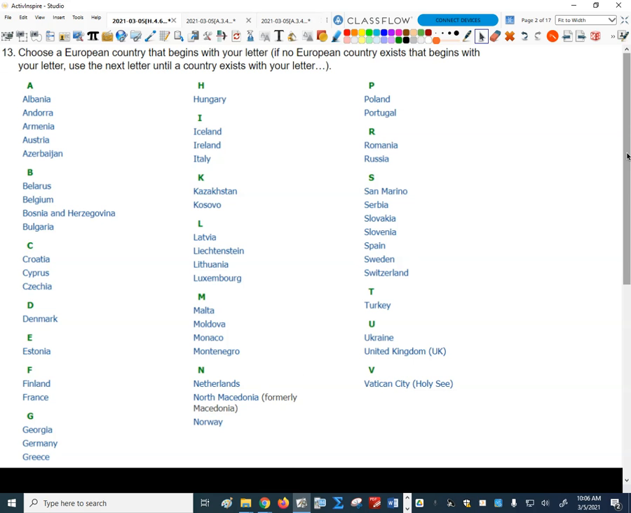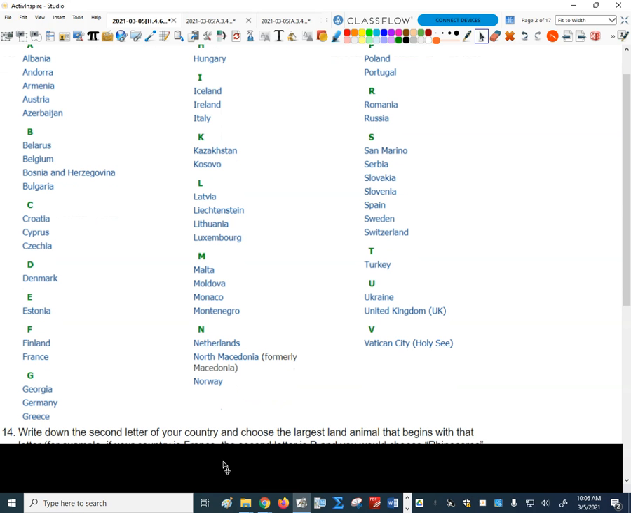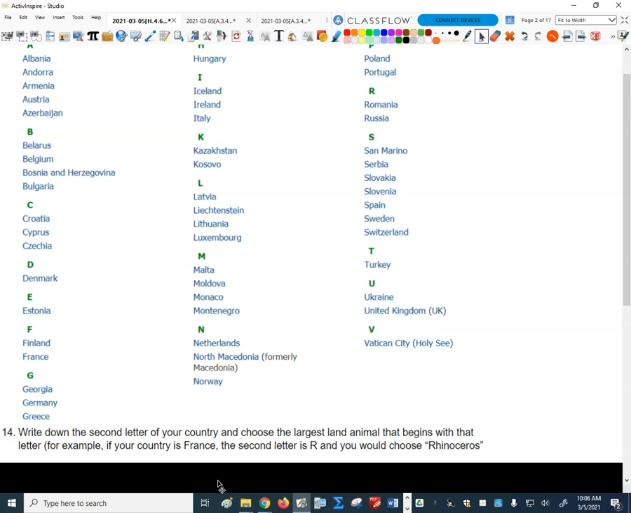Okay, another odd step here. This is kind of a strange one. Last step, step 14. Now write down the second letter of your country and choose the largest land animal that begins with that letter. For example, if your country is France, the second letter is R, and you'd probably choose rhinoceros, the biggest land animal you can that starts with the second letter of your country. And write down that animal, please.